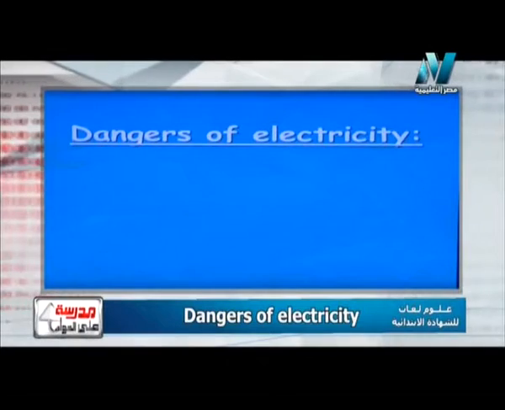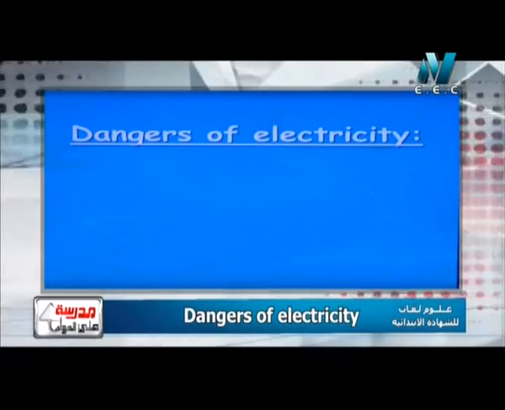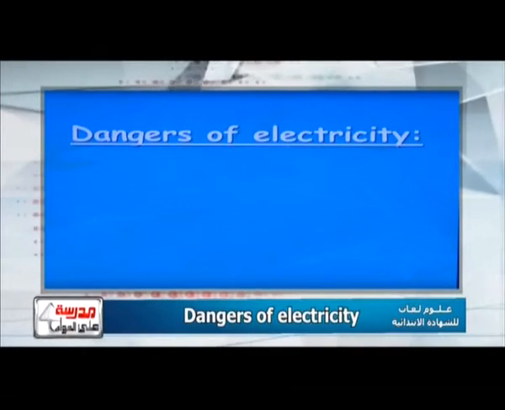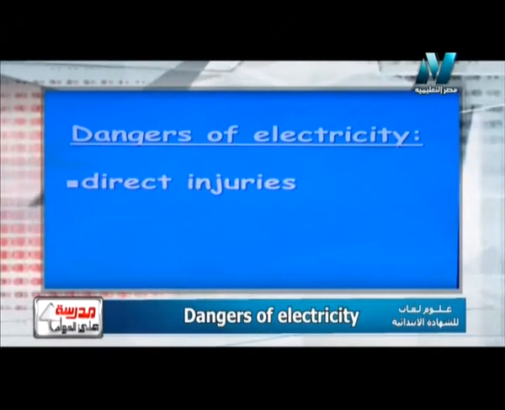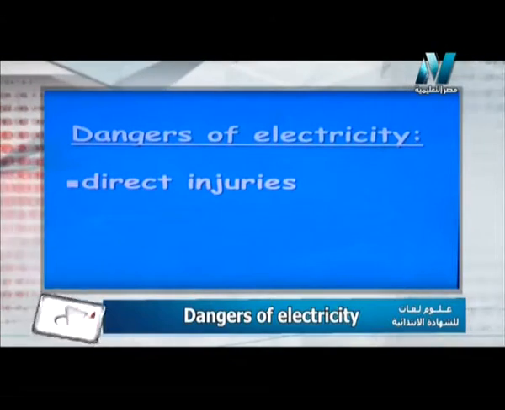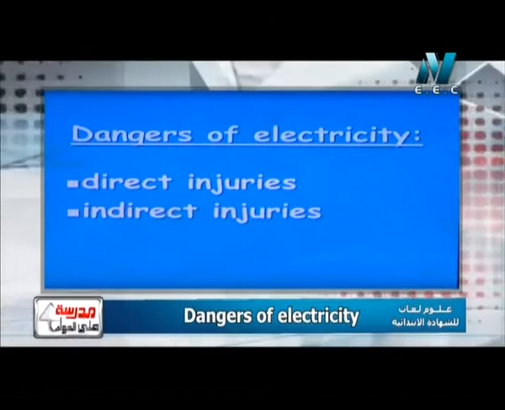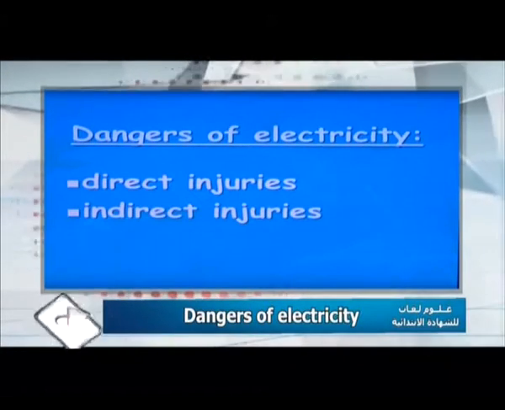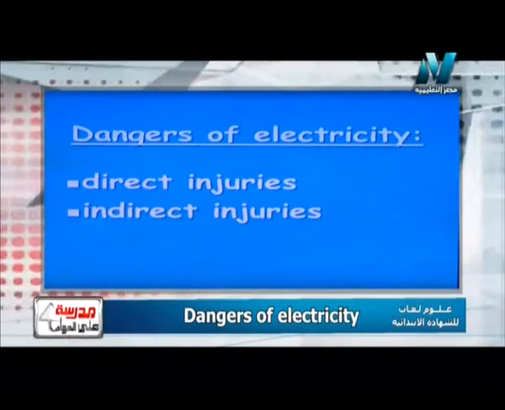So let's start the most interesting lesson today about dangers of electricity. Okay, we have two types of dangers. Which one? The first one is direct injuries, and the second one is indirect injuries.